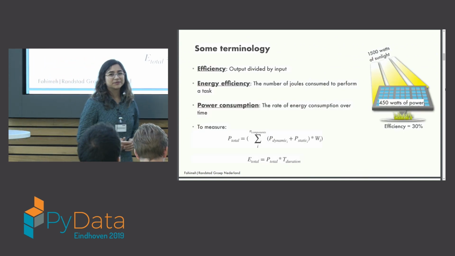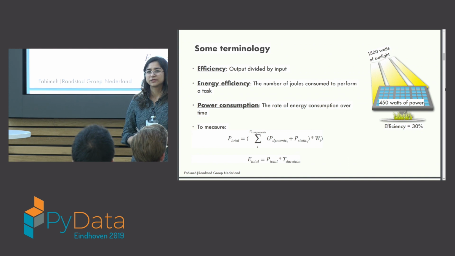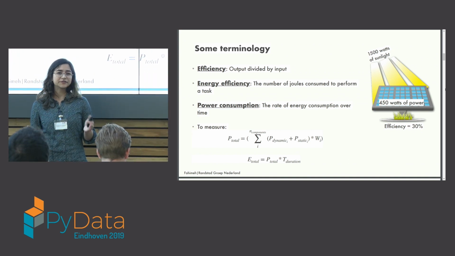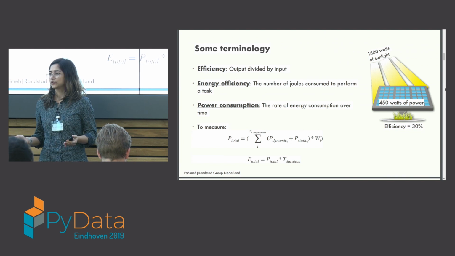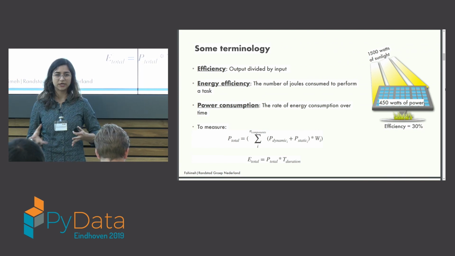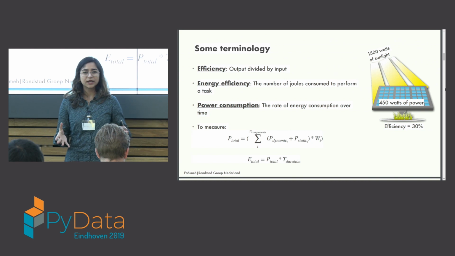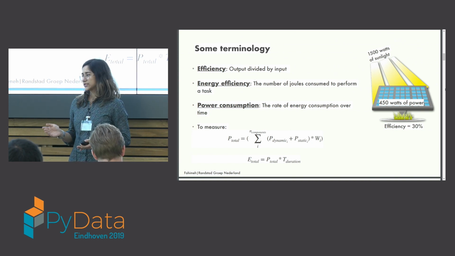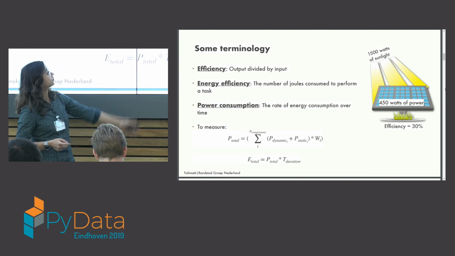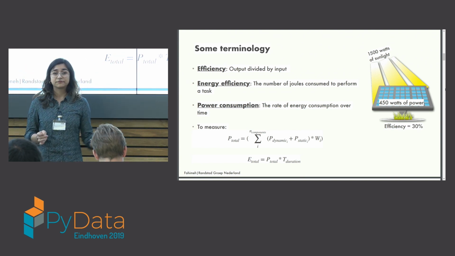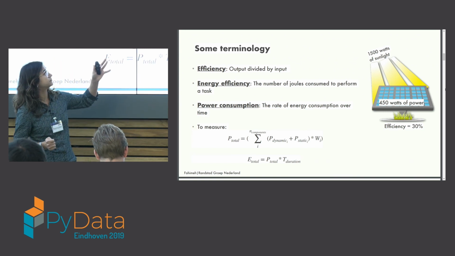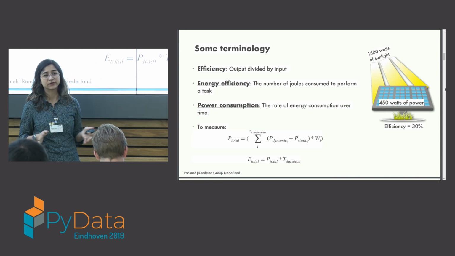Okay, so some terminology here. What do we talk about when we talk about efficiency? Efficiency is output divided by input. You want to maximize the output for a given input, right? And you can apply this formula to many domains, many scopes. For example, take this picture: you have 1,500 watts of sunlight, and then you get, for example, 450 watts of power. So efficiency is around 30%.